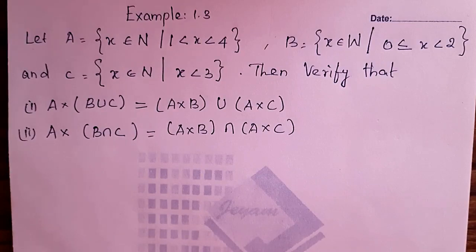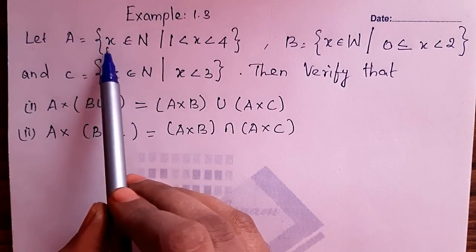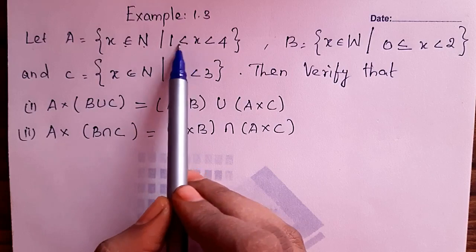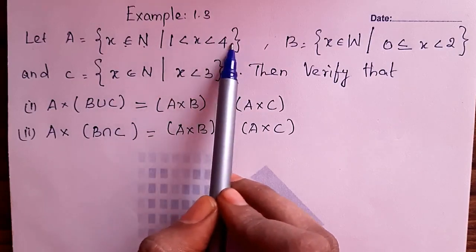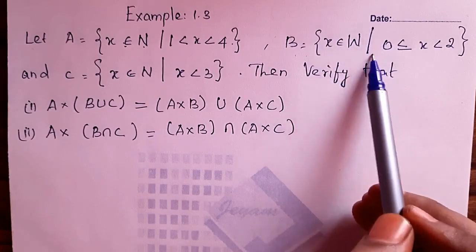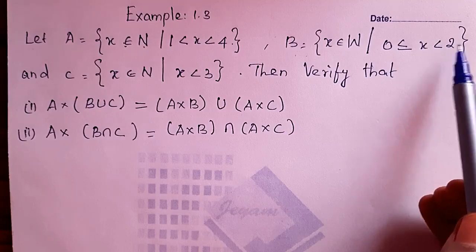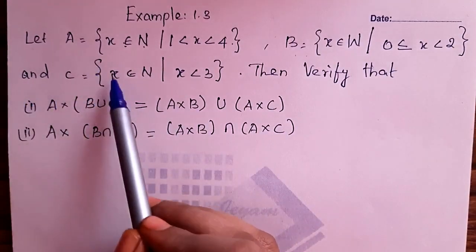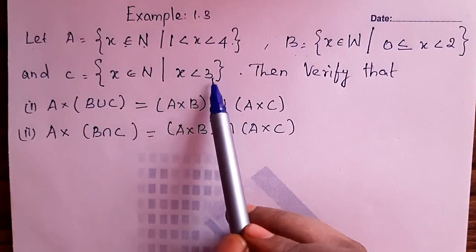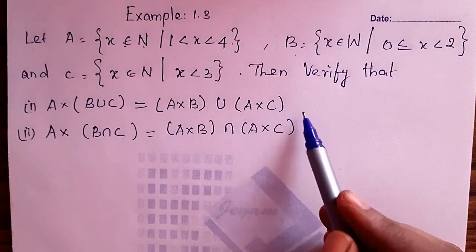Next, example 1.3. Let A equal the set of all x belongs to N such that 1 less than x less than 4. Then B equals the set of all x belongs to W such that 0 less than or equal to x less than 2. And C equals the set of all x belongs to N such that x less than 3. Then verify these two. We have to verify both.